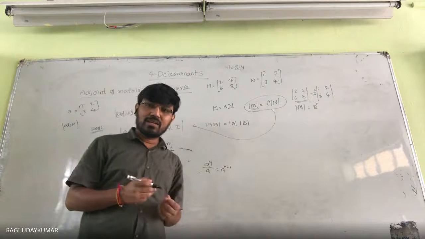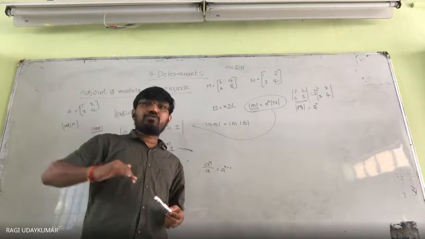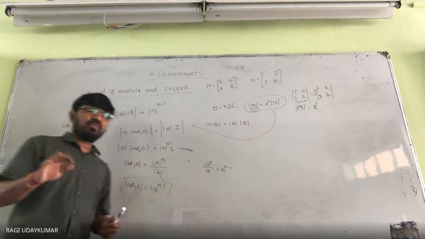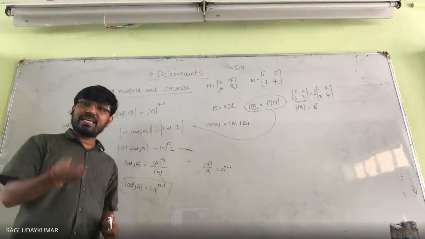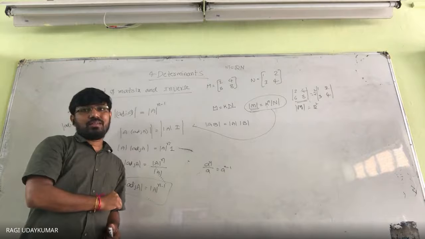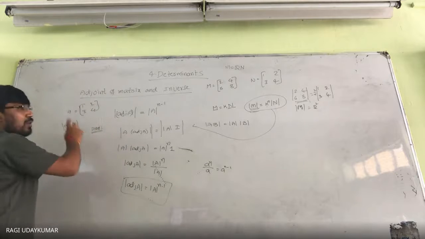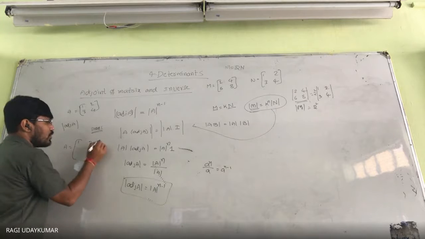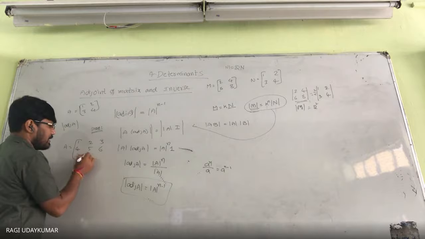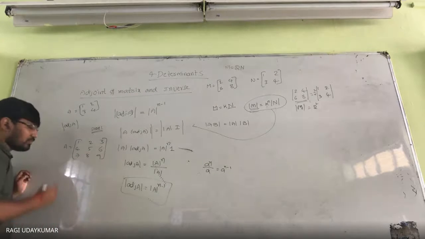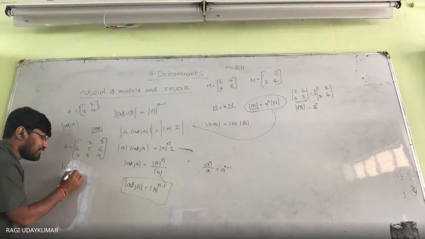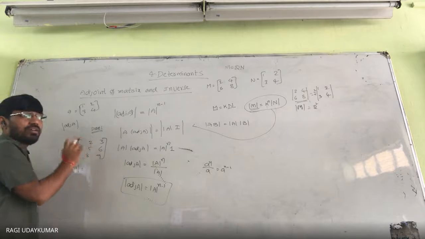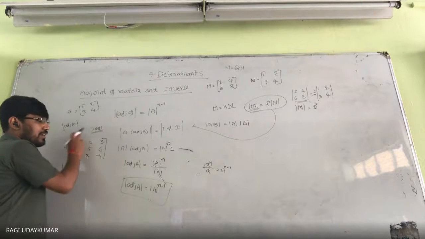The definition of adjoint of A is the transpose of the matrix obtained by replacing every element with its cofactor. After that, find its determinant. OK, if I give you A equal to 1 2 3, 4 5 6, 7 8 9, and ask you to find the determinant of adjoint of A, using this you can find it easily. Find its determinant.